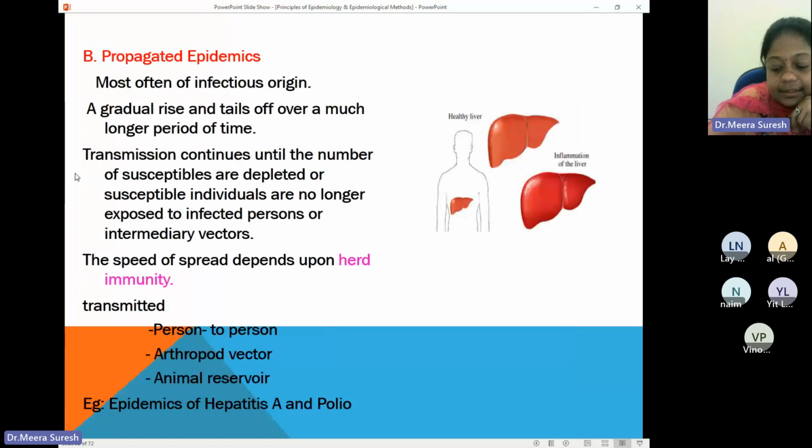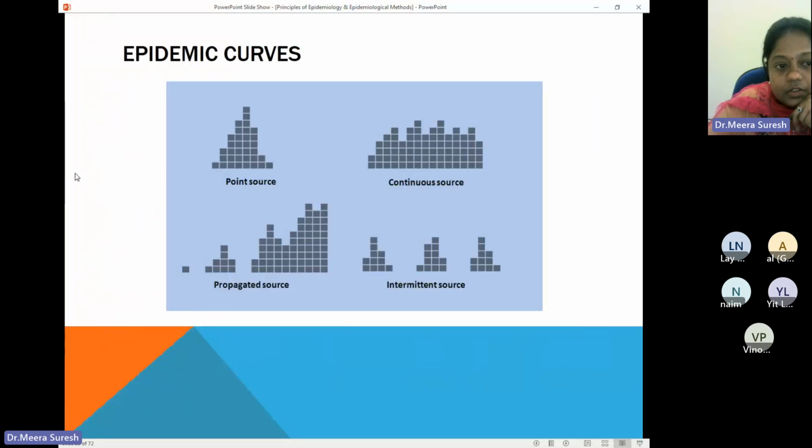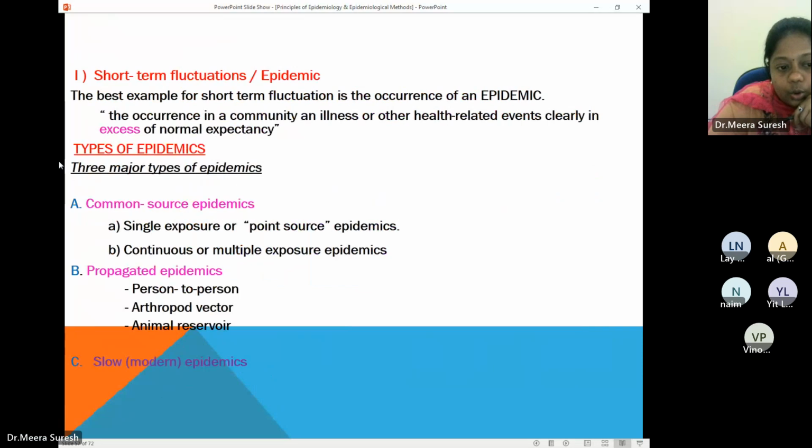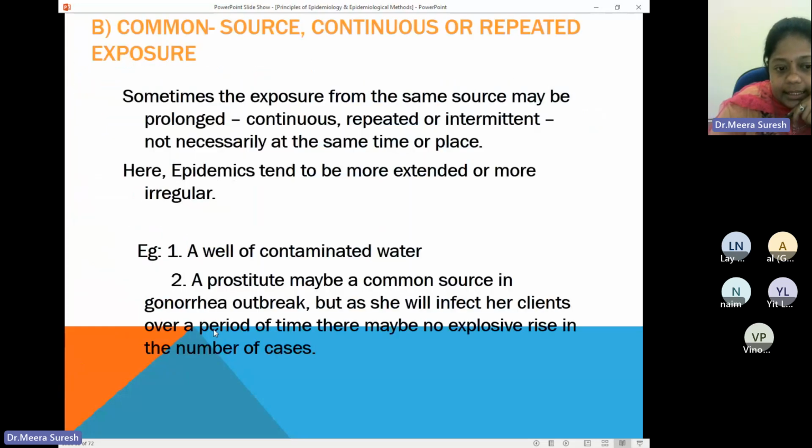Then we have the second category. So we did the common source epidemic under the short-term fluctuation, the single exposure and the continuous. Now we are going to the second subcategory, the propagated epidemics. It can be from person to person or via an arthropod or animal reservoir. Arthropod will be the mosquito-borne diseases, malaria, etc., or any other animal reservoir like brucellosis, or any animal that can produce a disease.